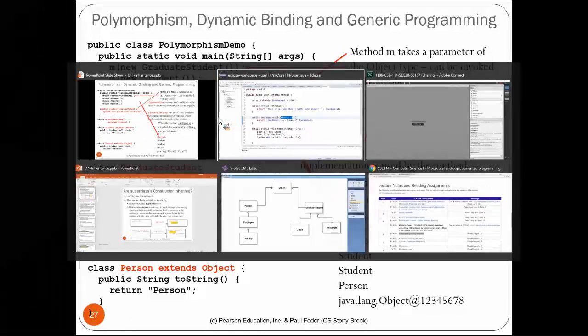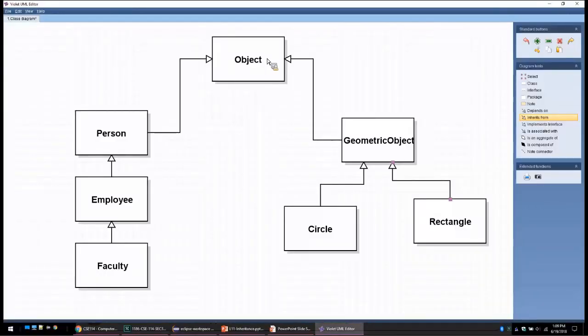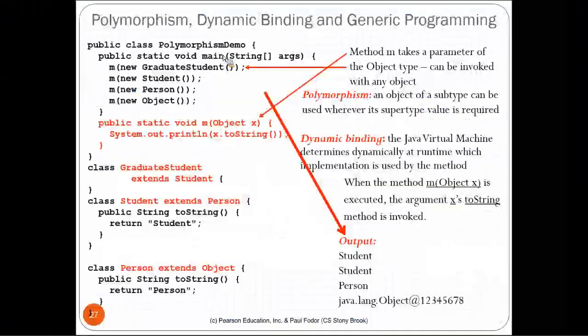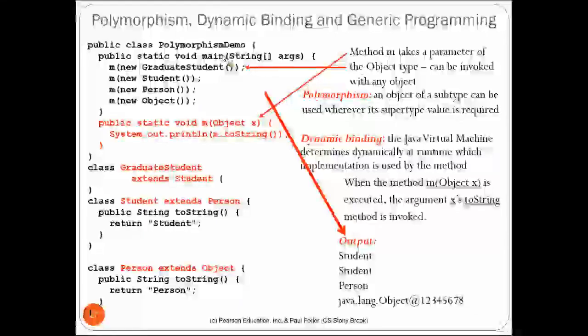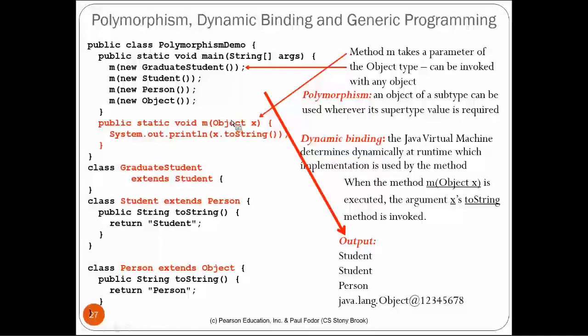So as we drew it in the UML diagram earlier, the class object is on the top. Everything else is a subclass of the class object. If we have an object instance of faculty, it's an object. If we have an instance of rectangle, it's an object. Okay? So basically, polymorphism means that we can define methods that take as a parameter the parent type of the object, for instance the class object, and then we can pass to that method any object that we want that is a subclass of that object.